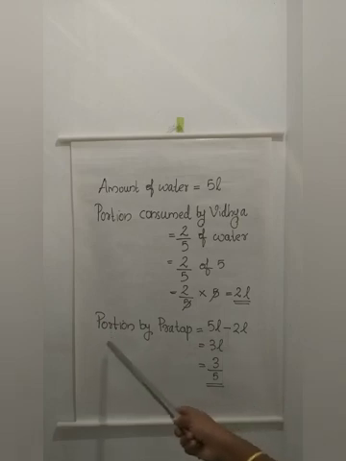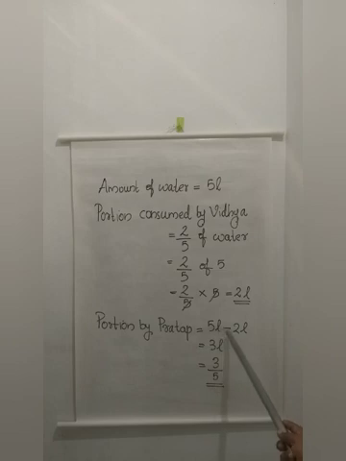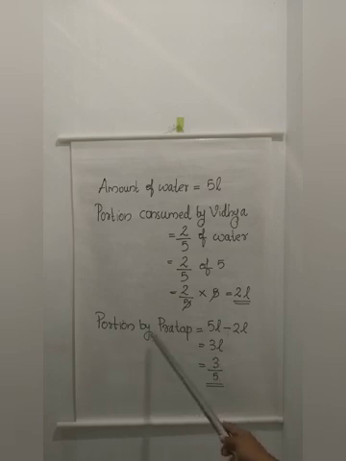Here the question asks for the portion, so we have to write it as a fraction. So 3 liters is consumed by Pratap out of 5 liters. So how will we write that as a fraction? 3 by 5. So the portion by Pratap is 3 by 5.